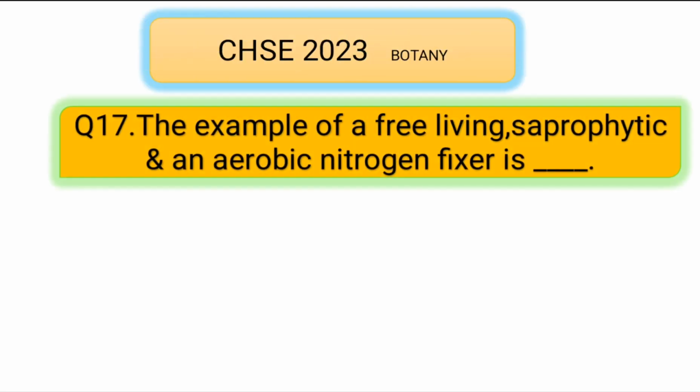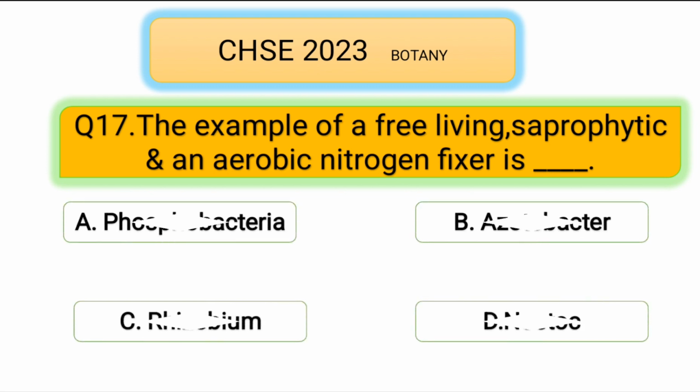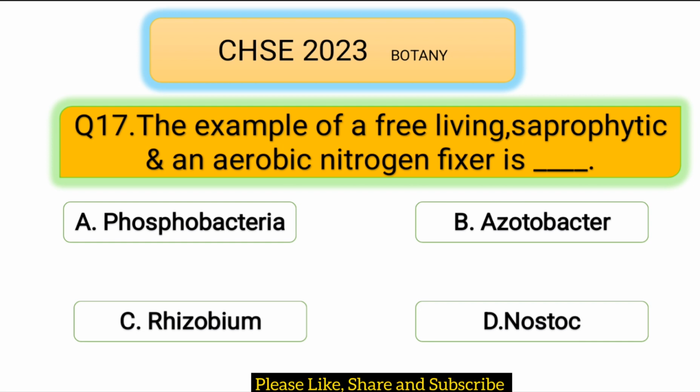So the next question is, the example of a free living, saprophytic and aerobic nitrogen fixer is: phosphobacteria, azotobacter, rhizobium, then nostoc. So the answer is option B, that is azotobacter.